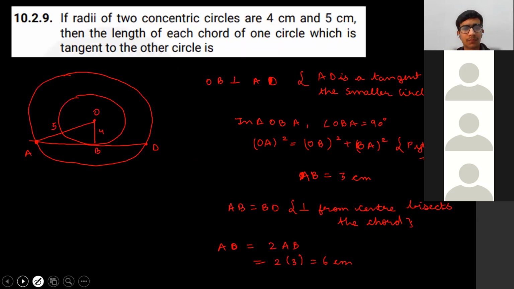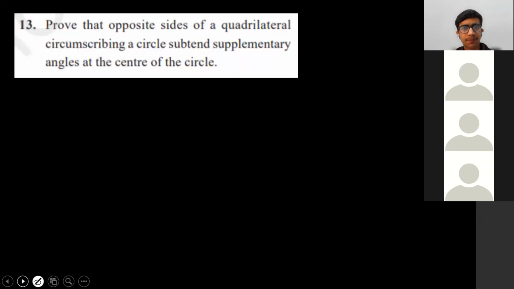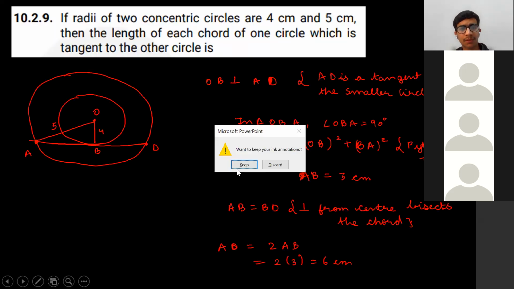Sir, when we are writing this answer, we have to write the theorem also, right? Yeah. You have to write that from the external point P, we are drawing two tangents PA and PB, so they'll be equal in length. Or you can write from any external point, the two tangents drawn are equal in length.